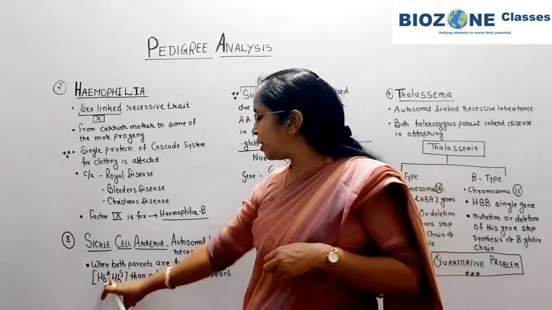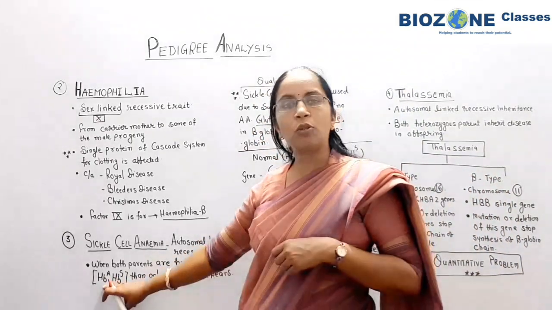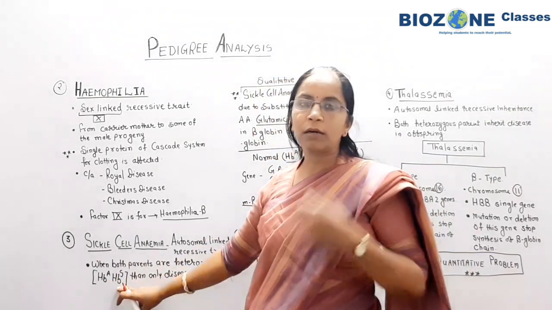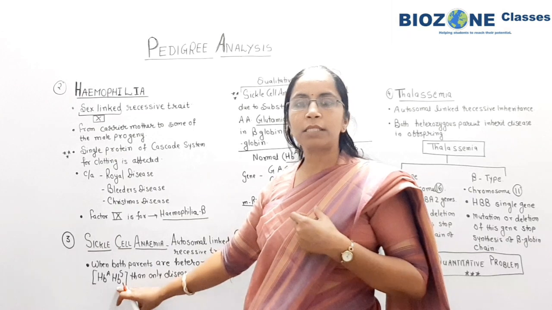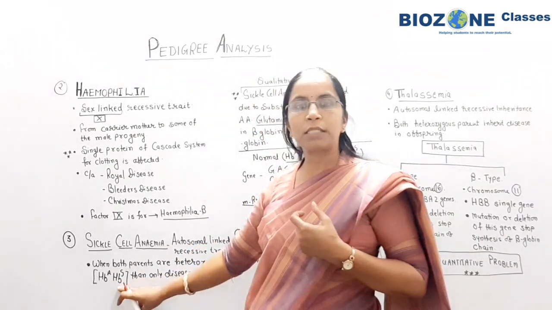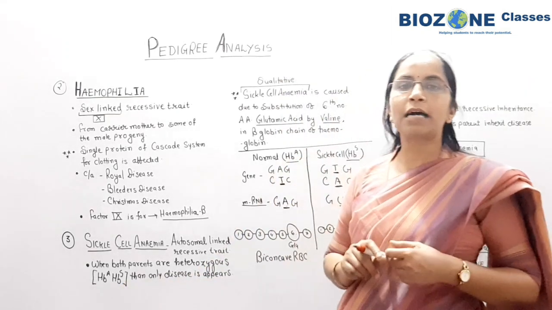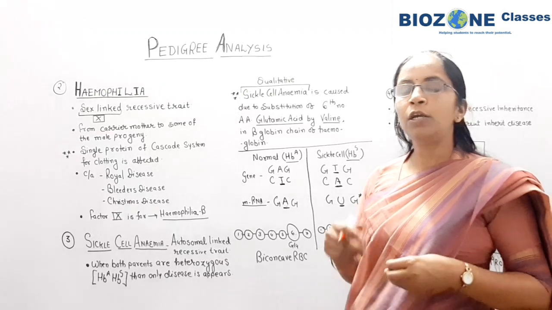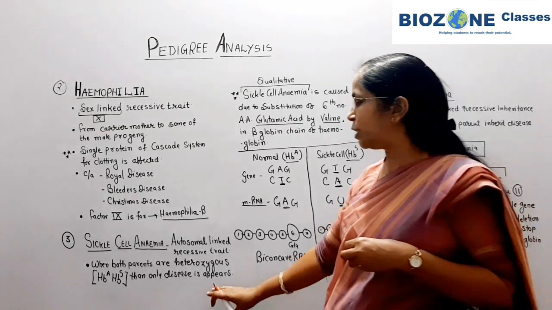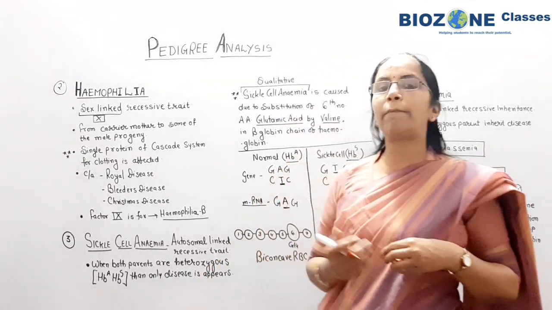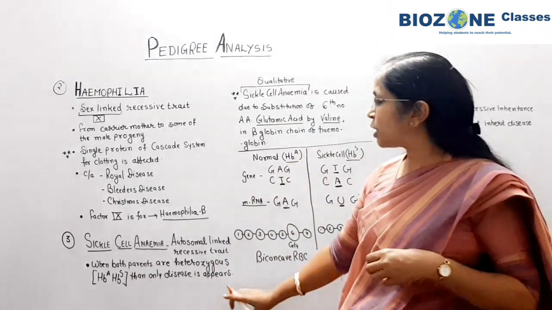So यहाँ पे combination देखिएगा parents का, HbA is a normal hemoglobin and HbS is a gene for the sickle cell anemia. So when one gene is a normal and one gene is for sickle cell anemia, both the parents are heterozygous, then there is a possibility of 25% progeny to develop as a sickle cell anemia. So this part you remember.